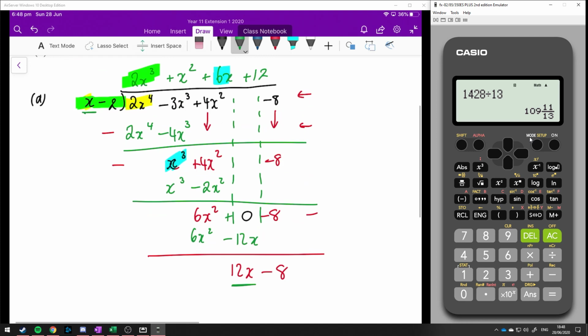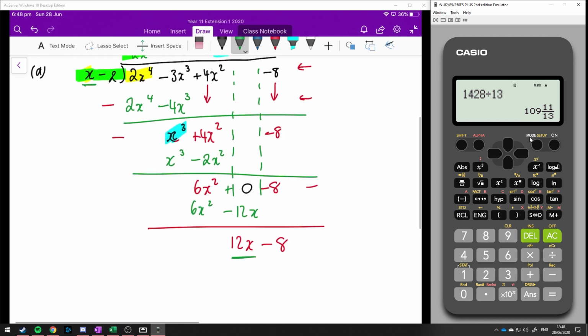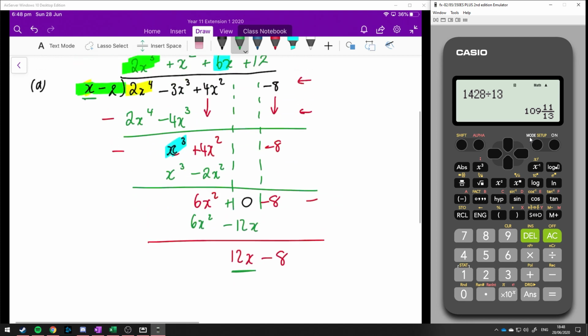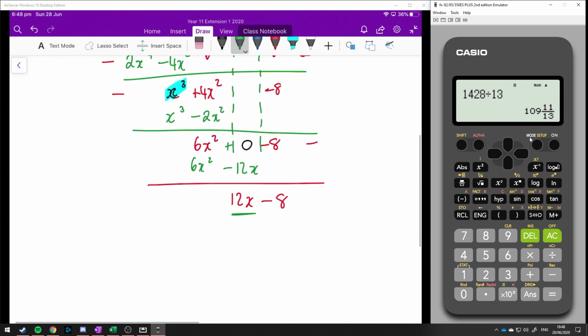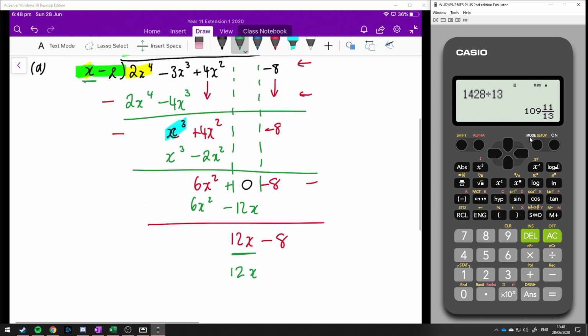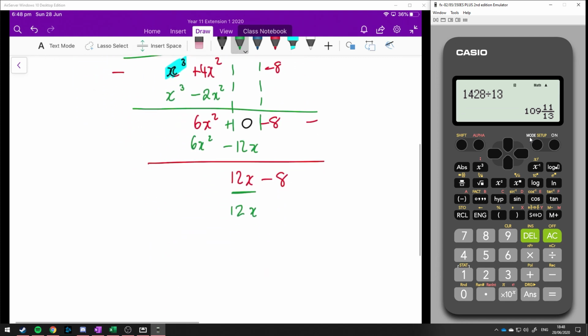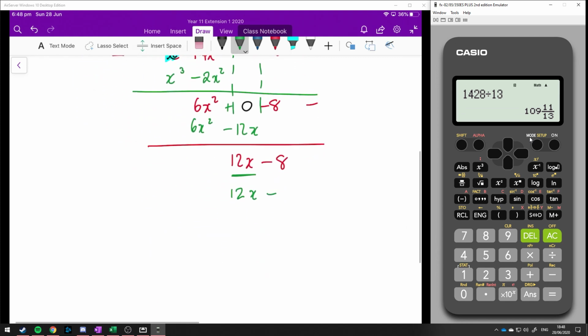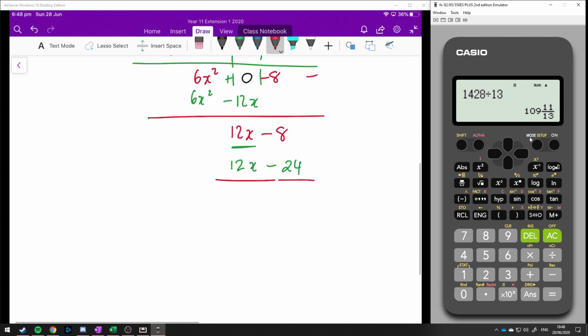So then I'm going to multiply that 12 I just put up there by the two terms in the dividend, or in that little, the x minus 2. So I'm going to do 12 times x, which is 12x, and we're going to do 12 times negative 2, which is negative 24. Okay? And now we're going to subtract these two again. So 12x minus 8 minus 12x minus 24.